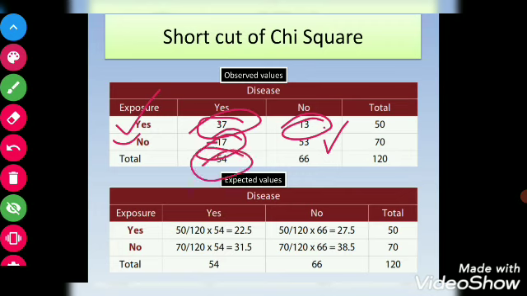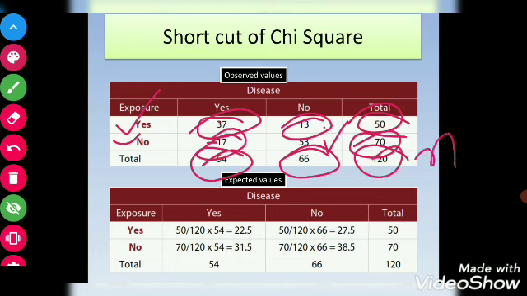Now this is A plus C and B plus D. Similarly, A plus B, C plus D. And this 120 is equal to N. Now you have to calculate the expected value. You know how to calculate the expected value. I have already told you about the formula. It is 50 by 120 into 54. Why is it 50 by 120?